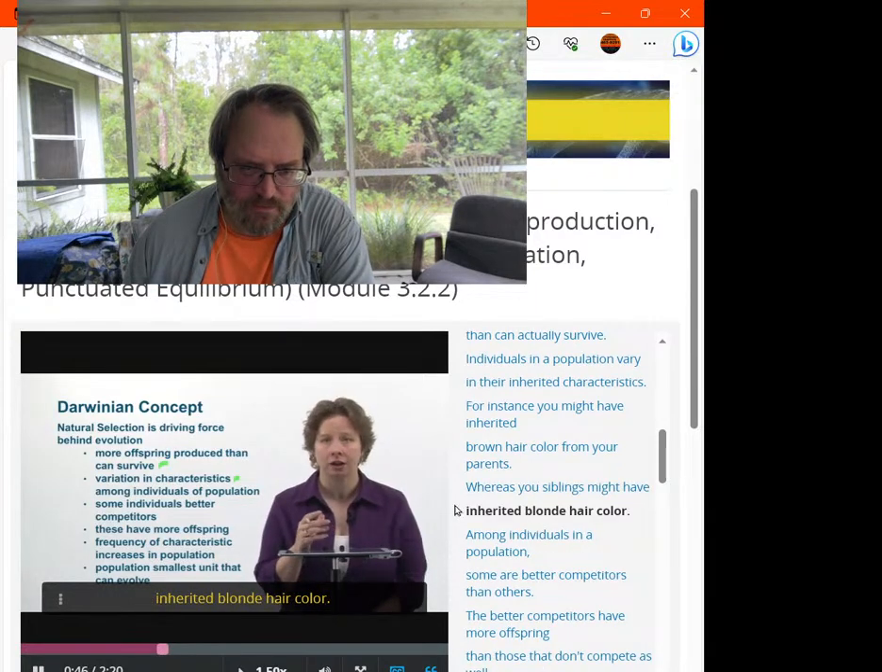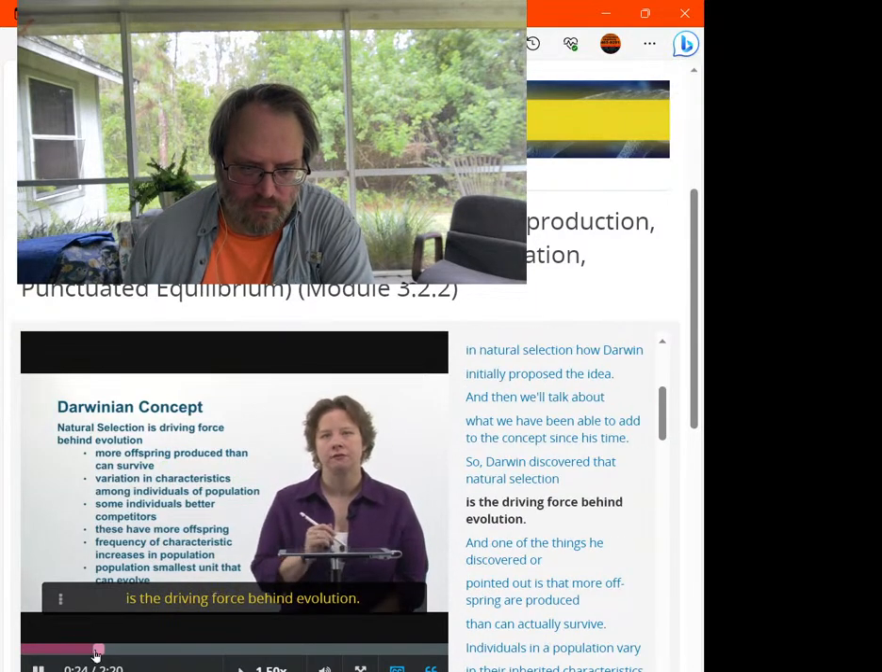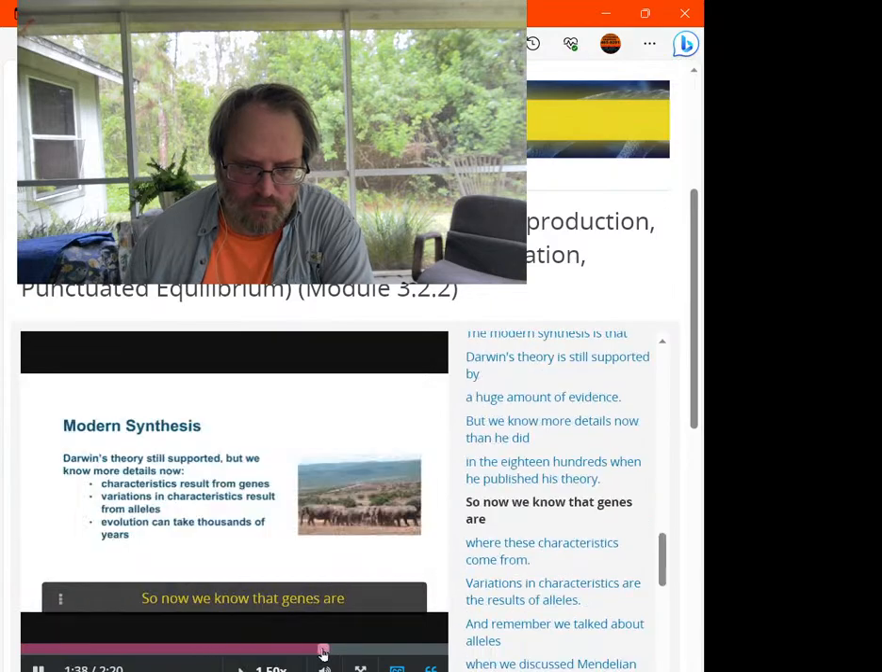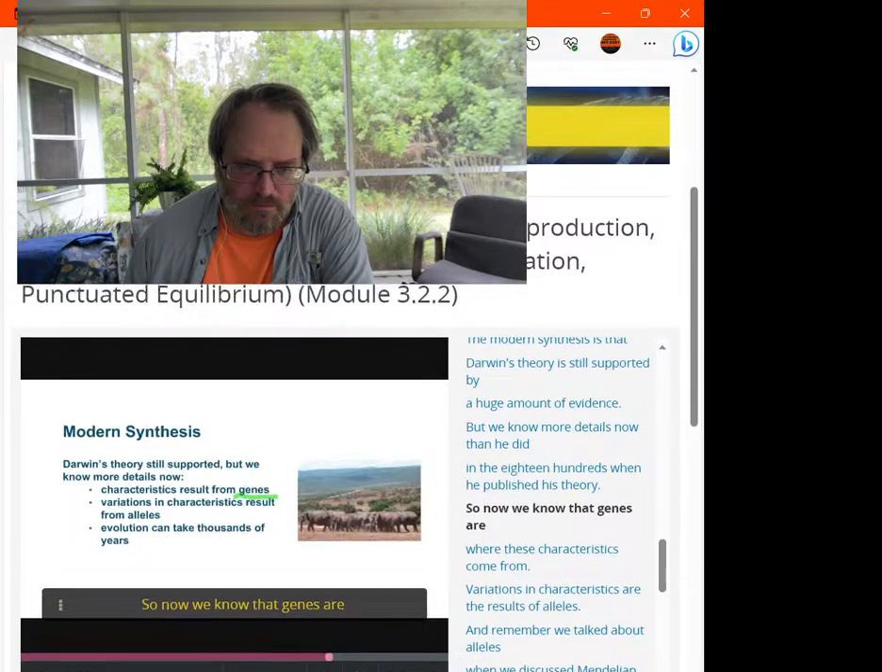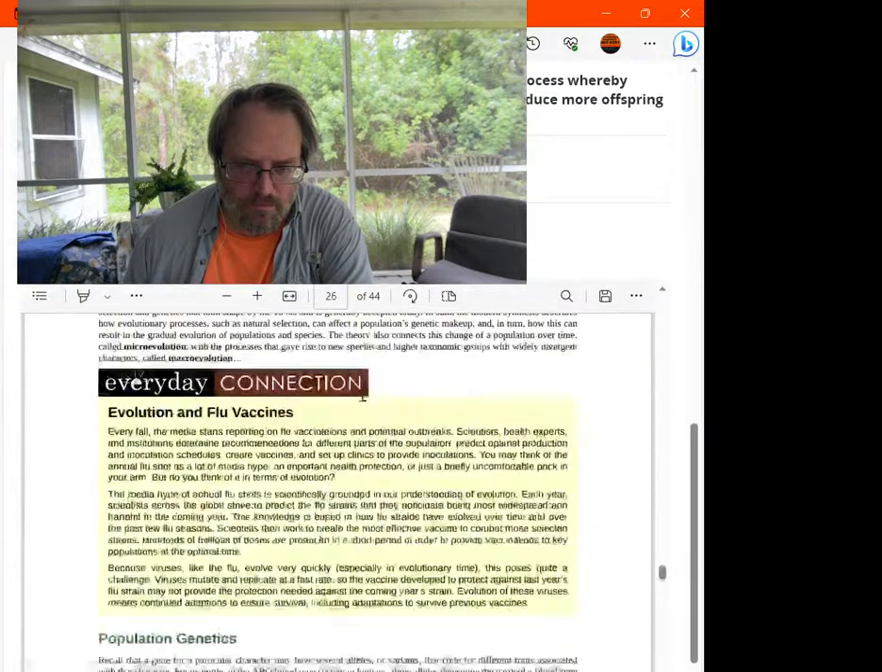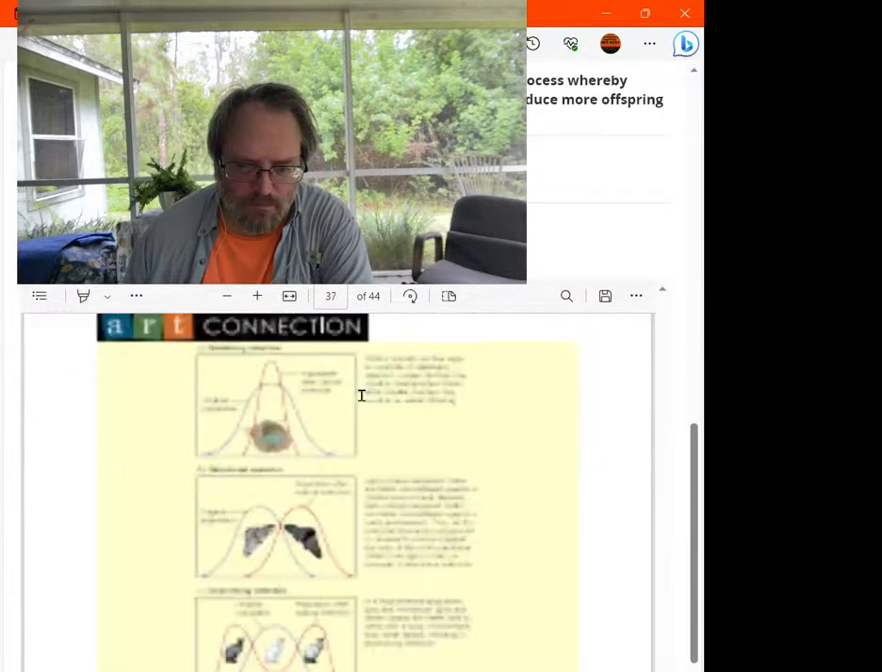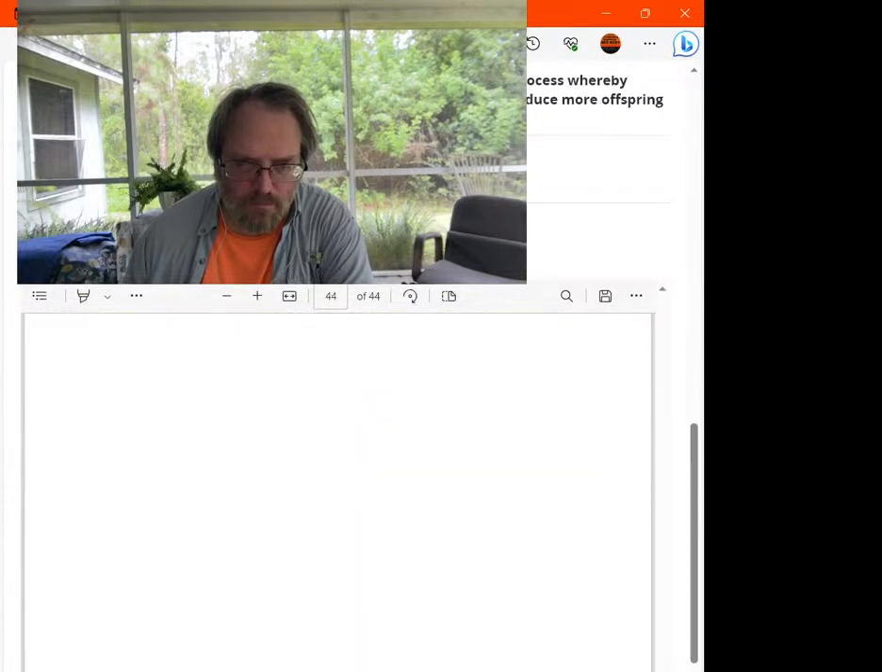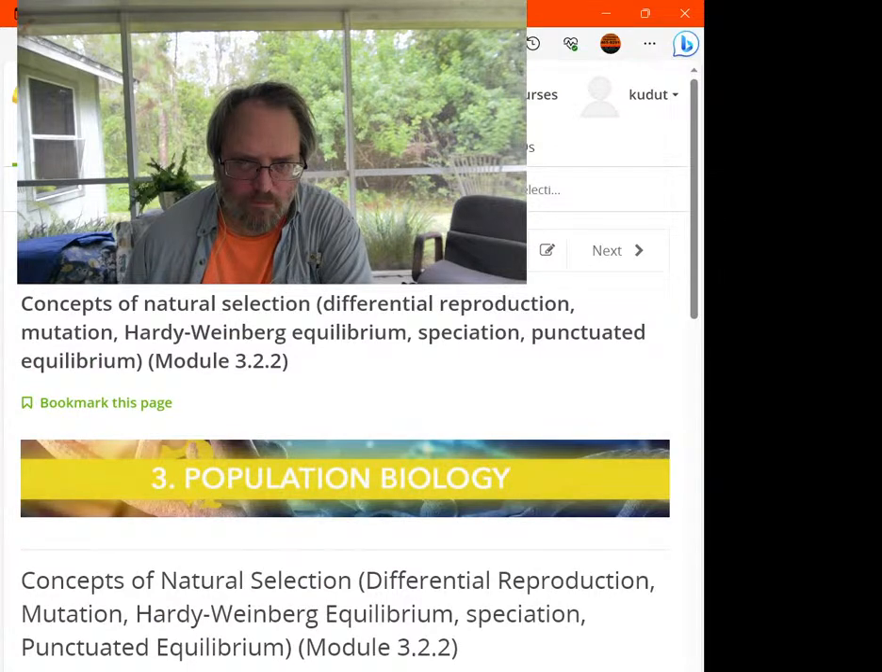Things might have inherited blonde hair color among individuals, the driving force behind evolution. And so now we know that genes are where these characteristics come from. Variations in characteristics are the results of alleles. And remember, we talked about alleles when we discussed Mendelian genetics. So go back over the lectures and the readings from those sections if you need a refresher.